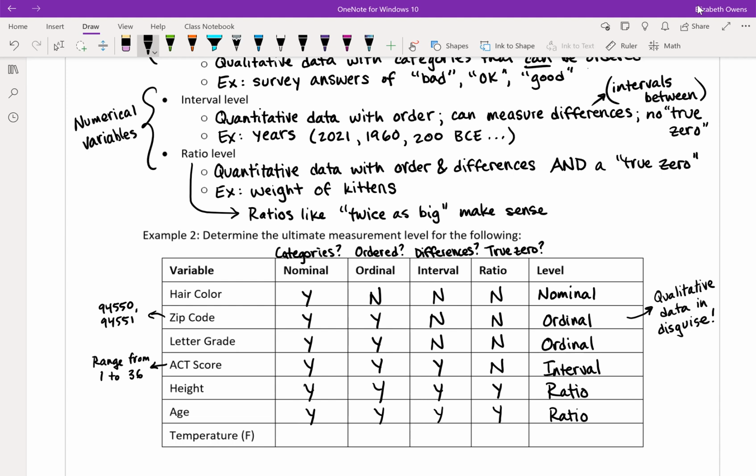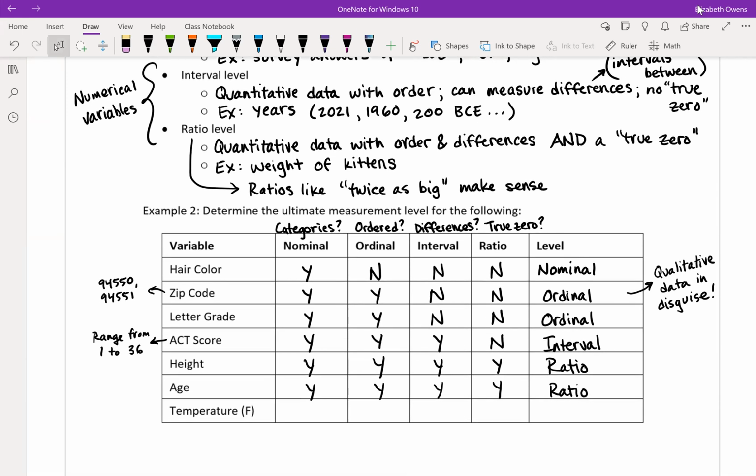And the last one is temperature in degrees Fahrenheit, which we already discussed a little bit in the previous video. So go back and listen to that if you'd like. But we do have numerical results in order here. Okay, so these are ordered values. And then looking at differences makes sense, like subtracting one temperature from another. If it's 92 today, 87 yesterday, that is a difference of 5 degrees, which is meaningful.